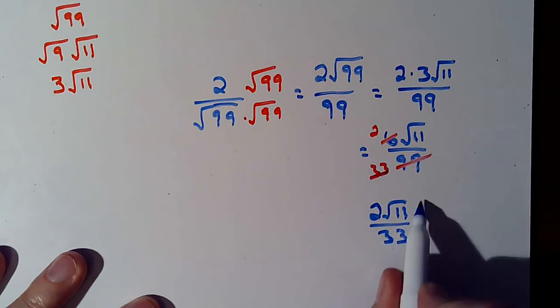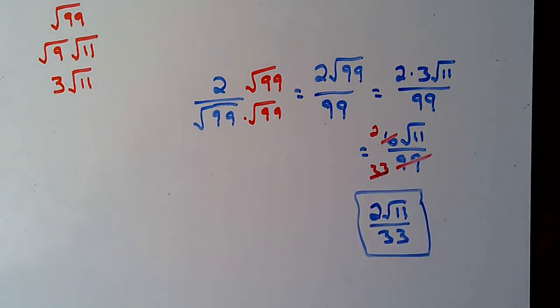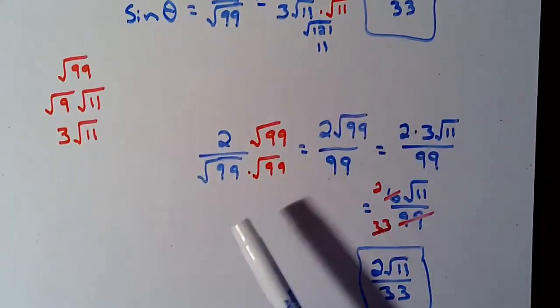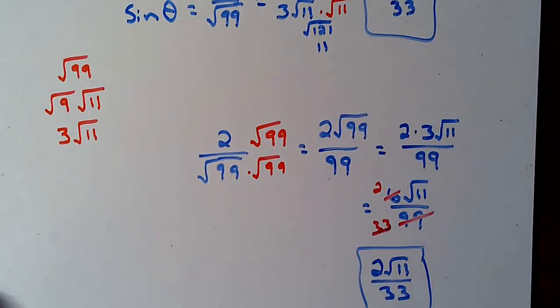So it doesn't matter the route you go. At some point, you're going to have to simplify no matter what. If you recognize that you have a perfect square here, it might make it a little easier, but even if you don't, that's fine. Somewhere down the line, you're going to have to simplify the fact that you have a square root of 99.